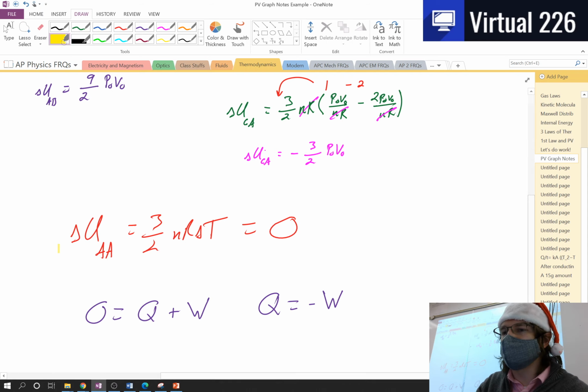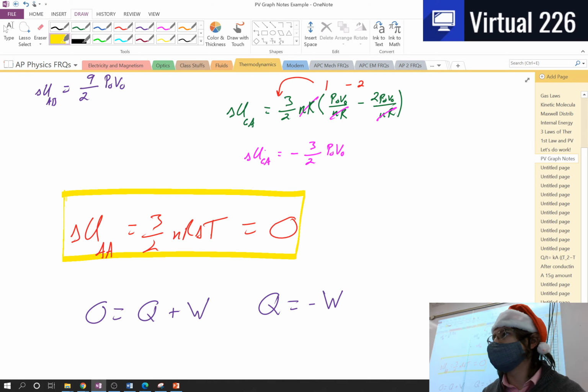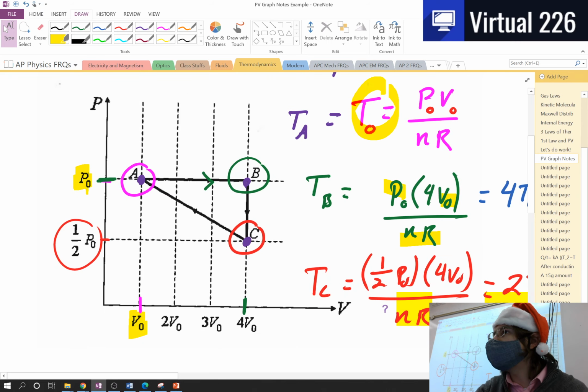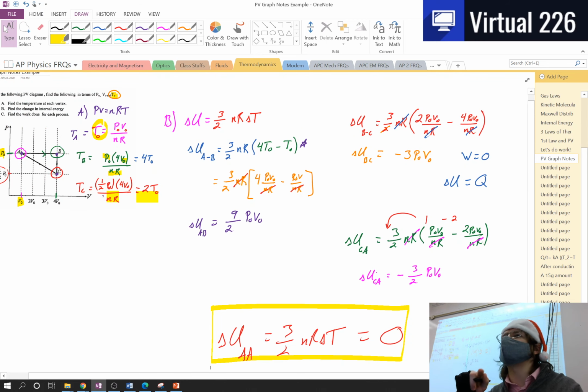This is an important little piece here, recognizing that oftentimes we're asked, going around the system, what's our change of internal energy? It's nothing. Has work been done? Absolutely. There are areas that we can see in this PV graph, which we'll be looking at in a moment. So while work has been done, no change of internal energy has taken place going from A back to A.